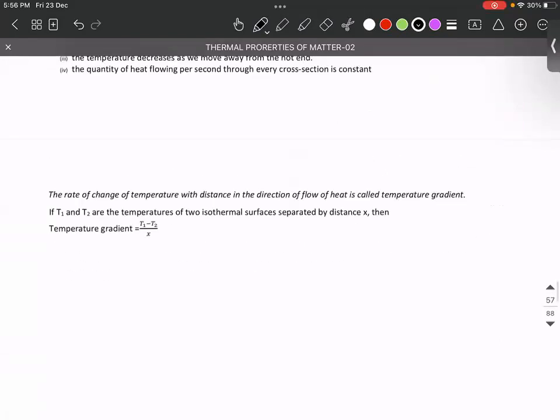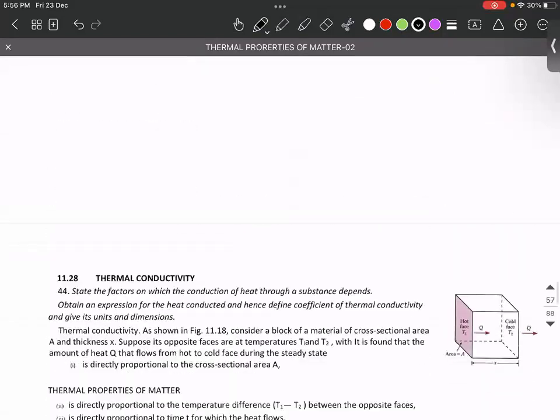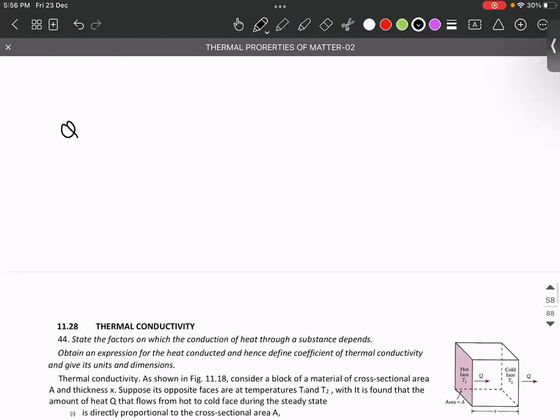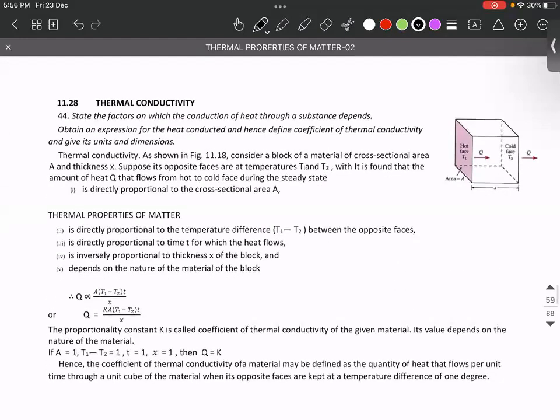So, what we can say is, if I take Q to be the amount of heat that is flowing through the material, then Q is observed to be directly proportional to the difference in temperature. Difference in temperature of whom? Difference in the temperature of the two endpoints. Right? It is also observed to be directly proportional to the time for which the heat is flowing through.